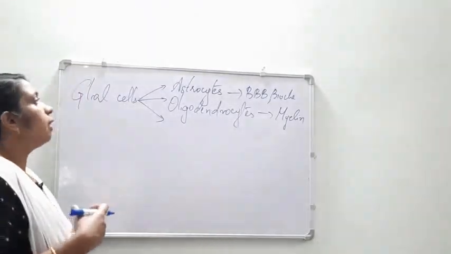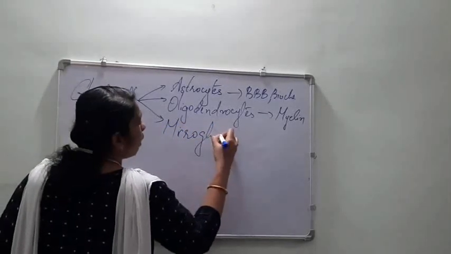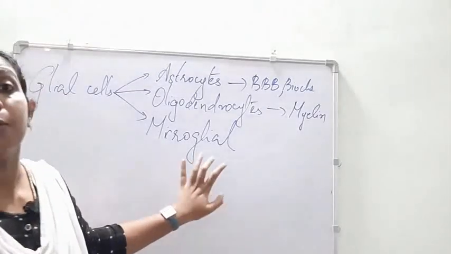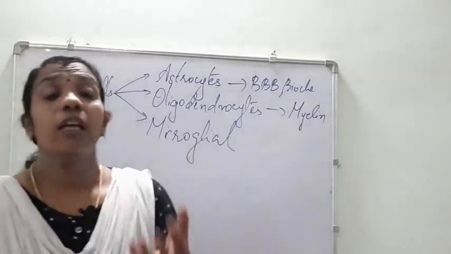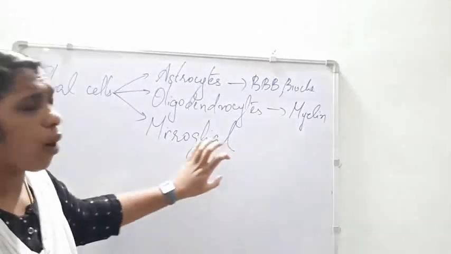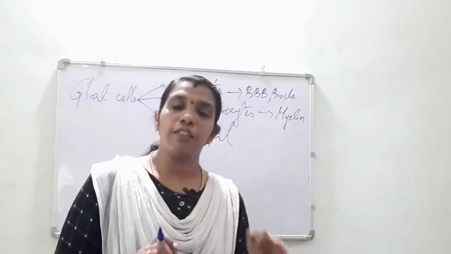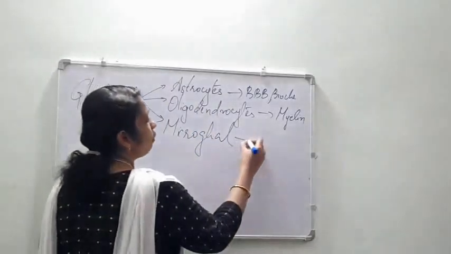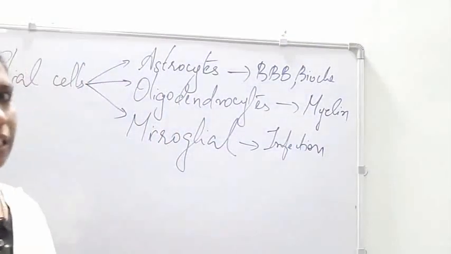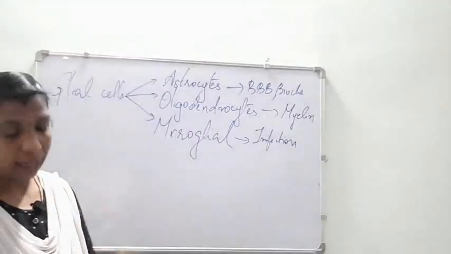Then the third glial cell is microglial cells. These microglial cells are the immune cells, for fighting against infection. They are formed from macrophages and monocytes, and they help the nervous system to fight against infection. You understand? Three types of glial cells: astrocytes, oligodendrocytes, and microglial cells.